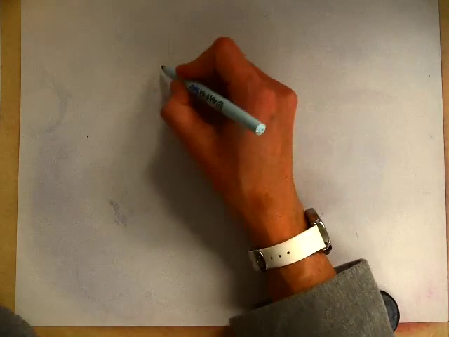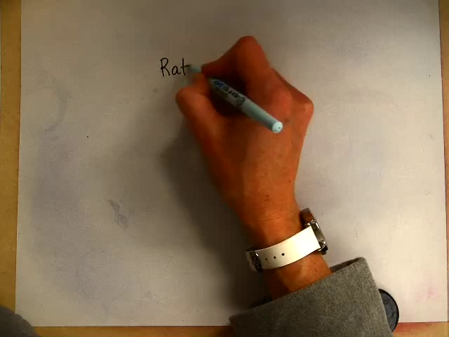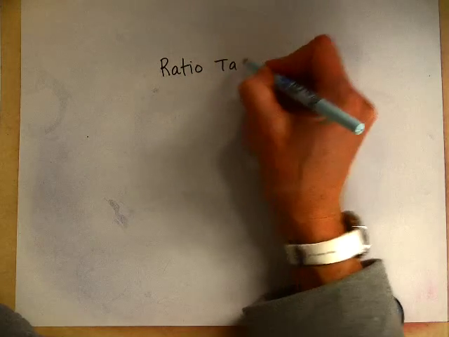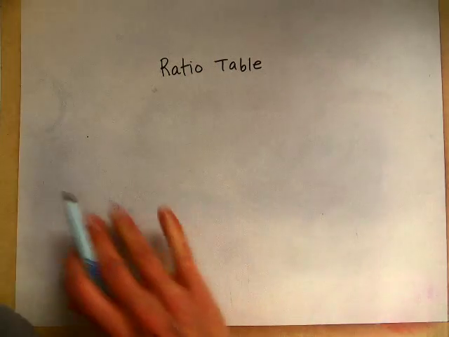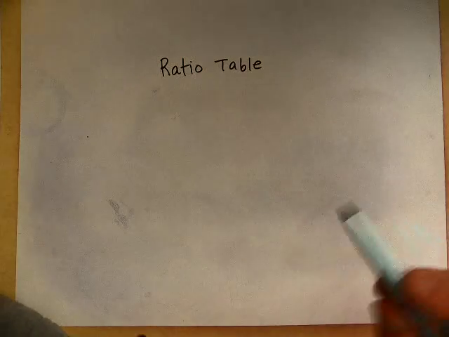In this video, I'm going to show you how to make a ratio table, which is basically just a bunch of ratios all in a row, and they're all basically written like fractions. You just have them all in a box.